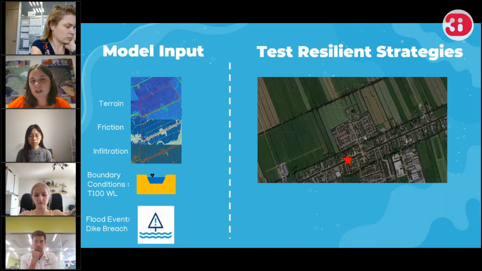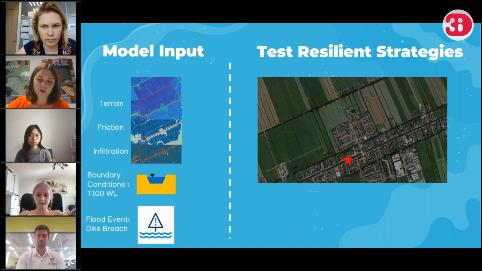And in red, you can see where the dike breach was put into the model domain. So it's close to this city that's in the polder. And it's also at the lowest point in the levee. So it's where the water would overtop first.